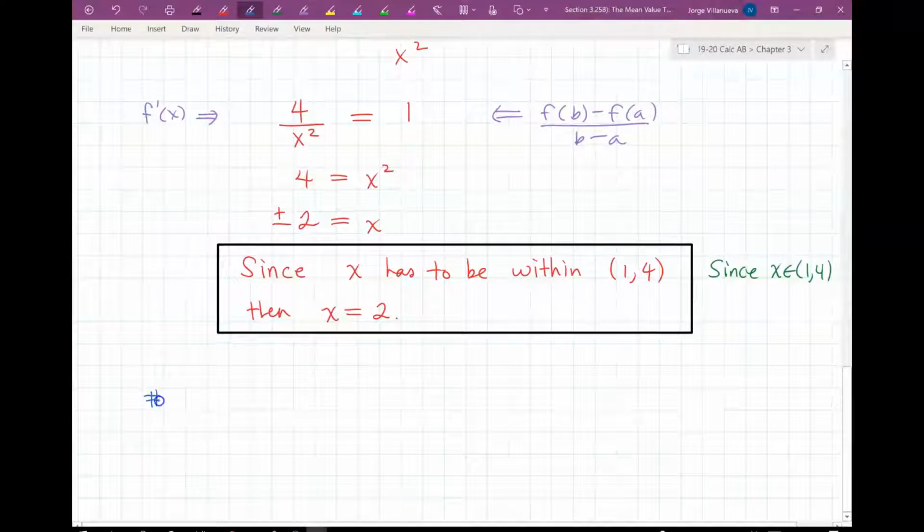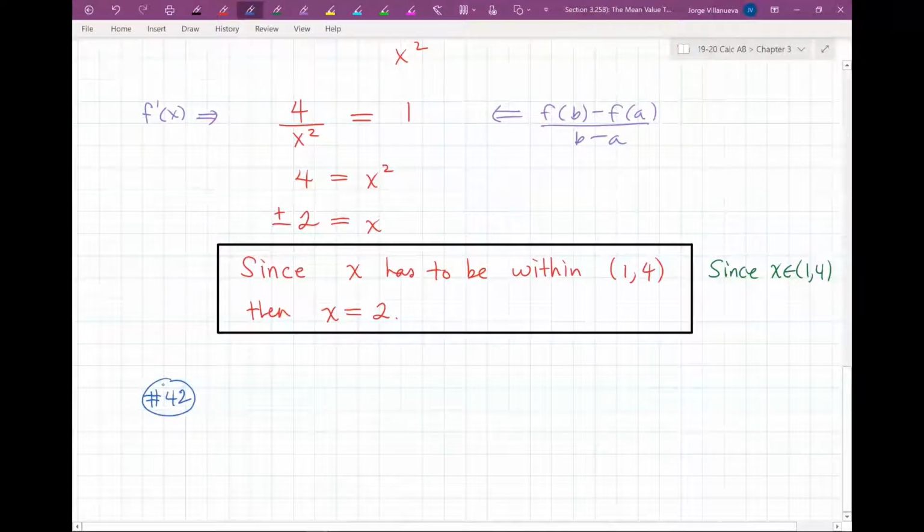So number 42 from the homework. It says f of x is x to the 4th minus 8x, and then they give you an interval from 0 to 2. The instructions say determine whether the mean value theorem can be applied to f on the closed interval a to b. If the mean value theorem can be applied, find all values of c in the open interval from a to b such that f prime of c equals f of b minus f of a over b minus a. In other words, apply the mean value theorem. If the mean value theorem cannot be applied, explain why not.